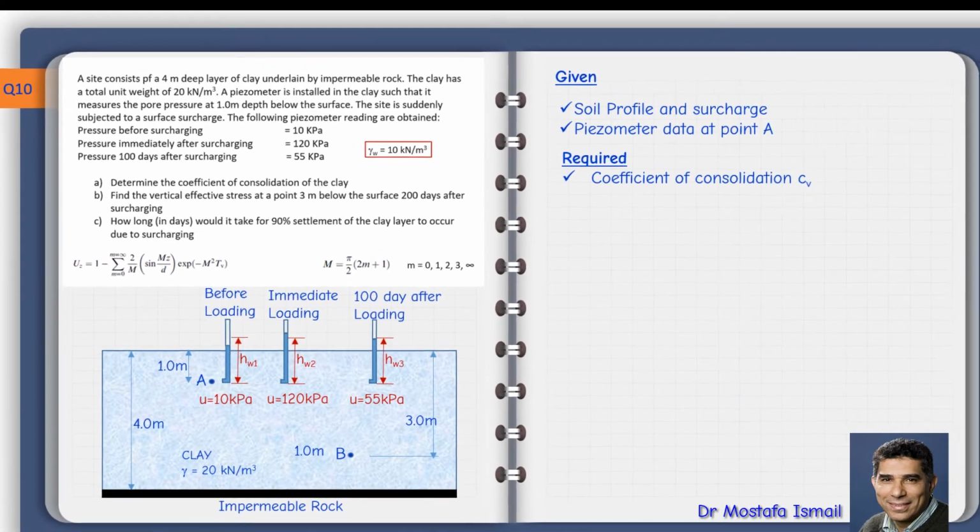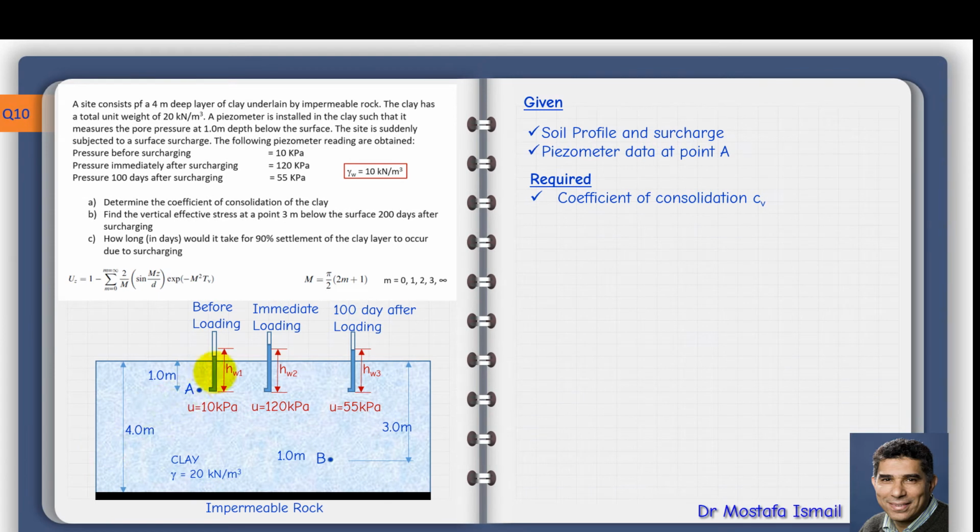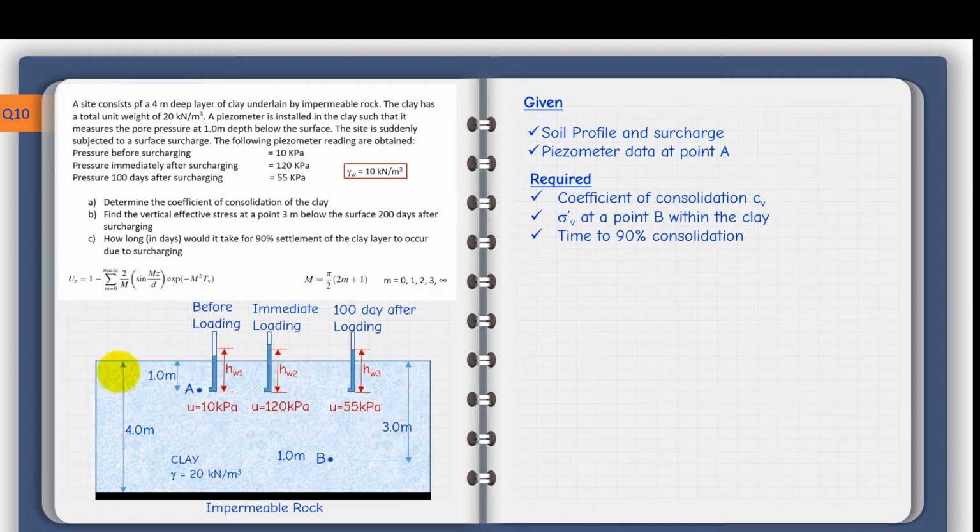What's required? Required: coefficient of consolidation based on the piezometer data at point A, and we are required to determine the effective stress at a point B here, which is 3 meters below the clay surface, and we are also required to determine the time to 90% consolidation of the overall clay layer due to the surcharge that made these changes in the piezometer reading.